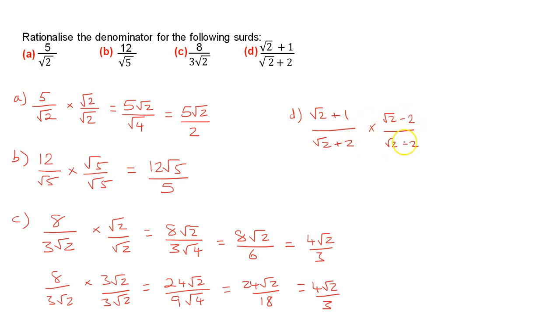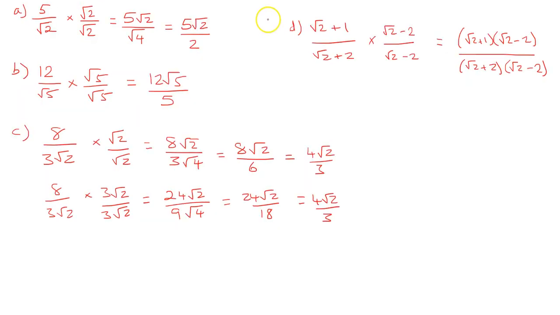So if we were to do this, this leaves us with two sets of brackets that we're going to need to expand. So this is equal to root 2 plus 1 times root 2 minus 2 divided by root 2 plus 2 times root 2 minus 2. So we can expand both of these. I'm just going to move down slightly, maybe just box off what we've already done.